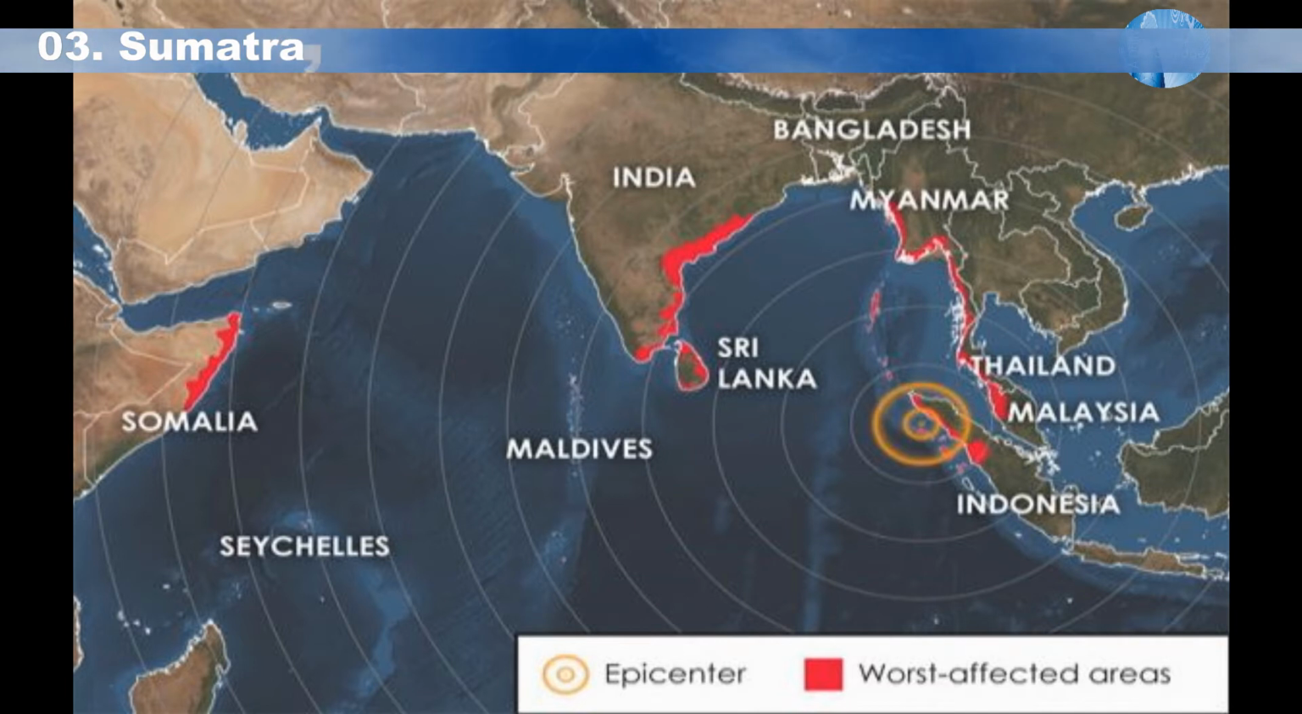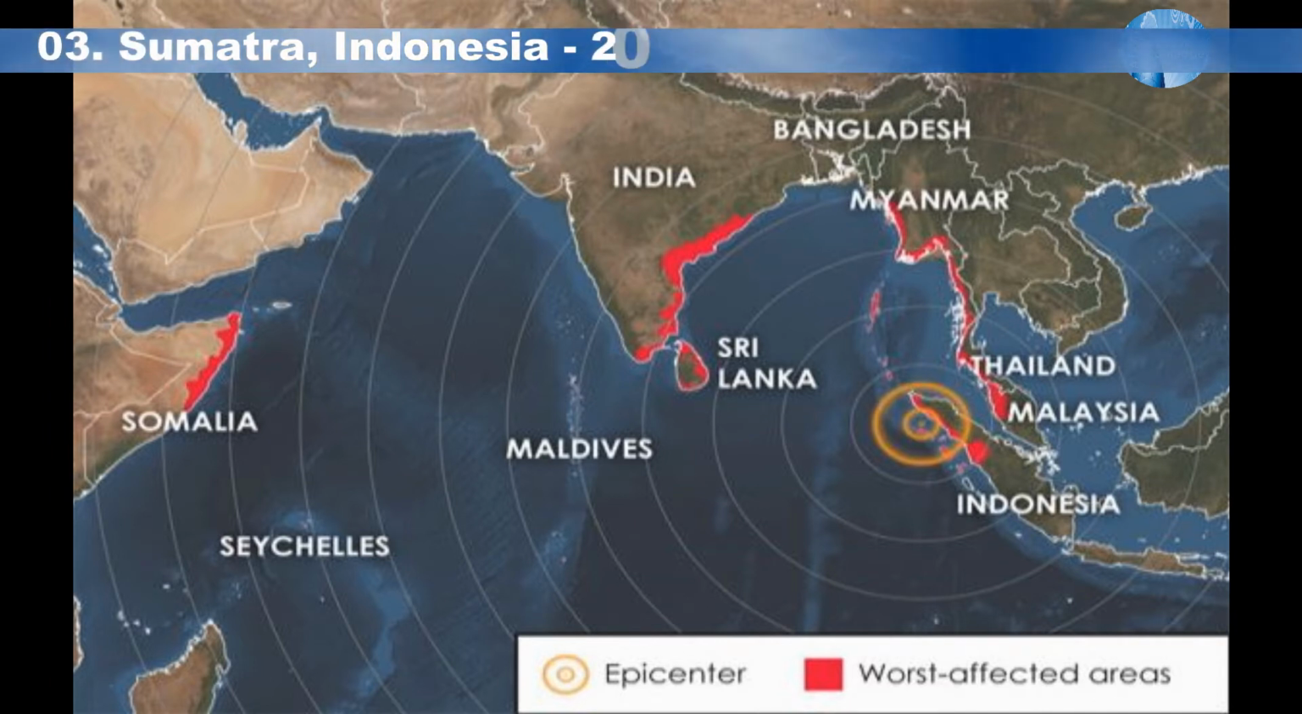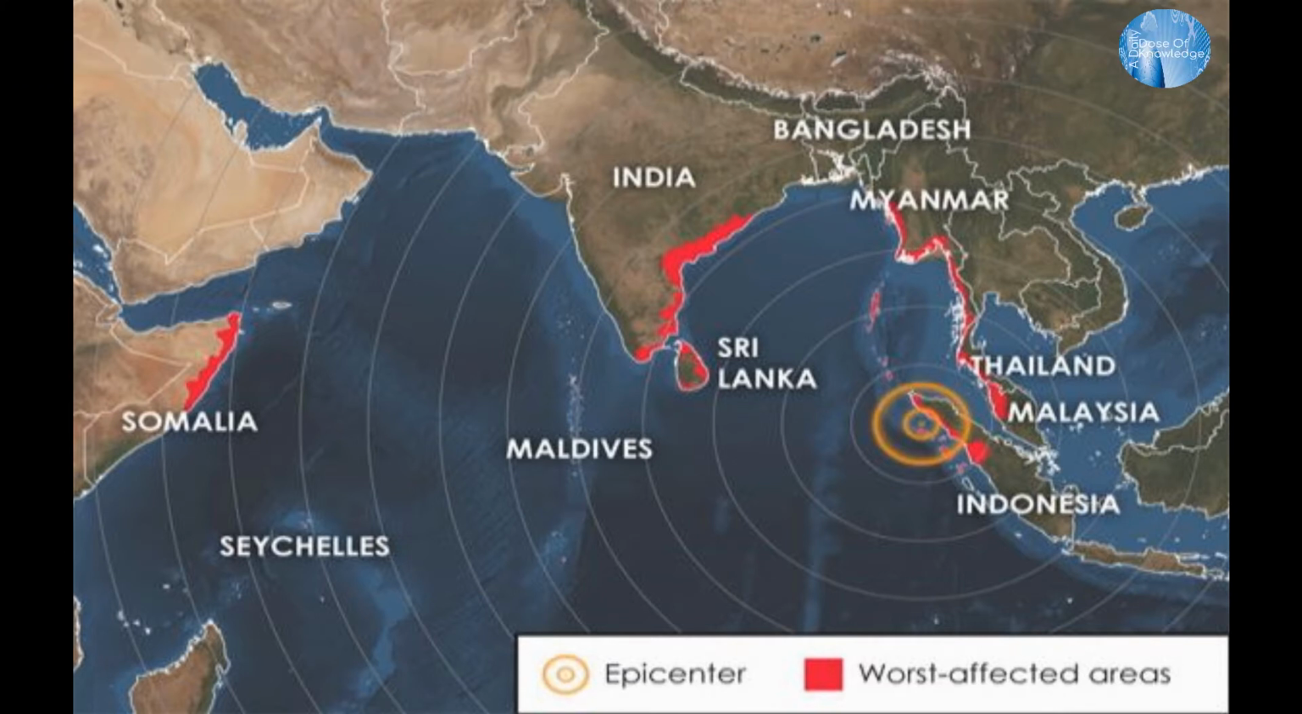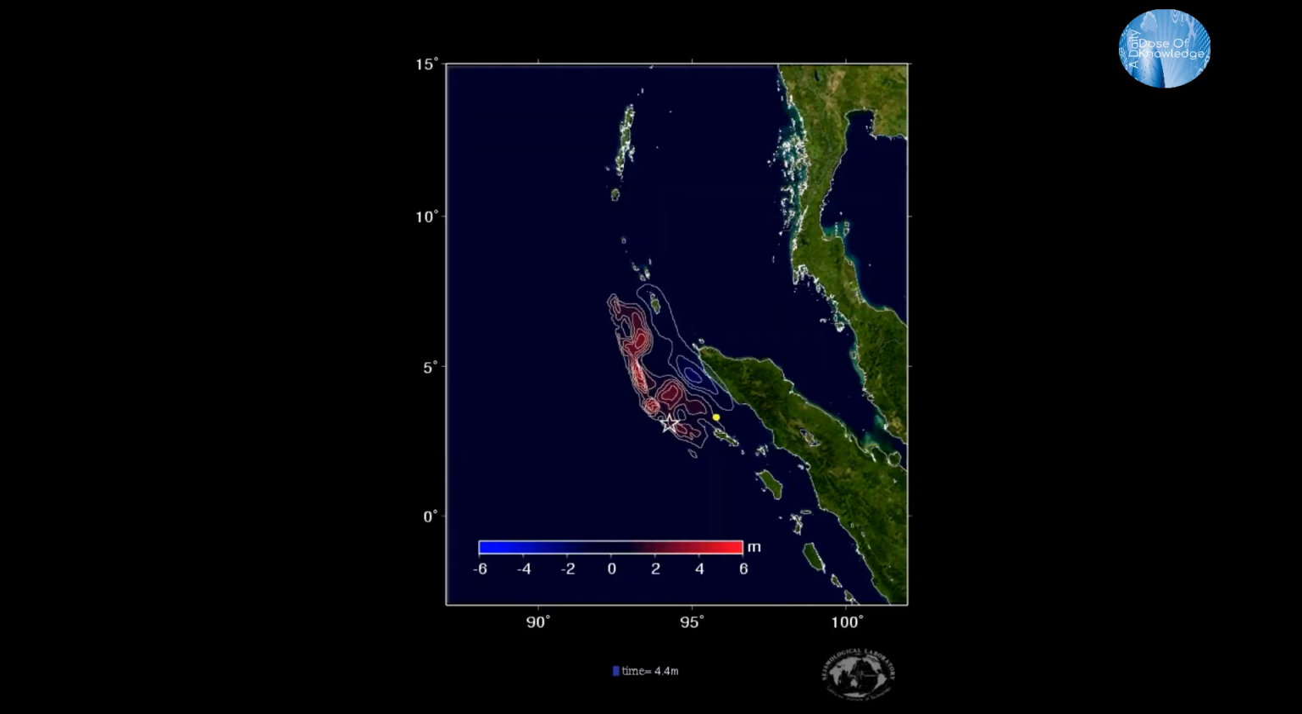Number 3. Sumatra, Indonesia, 2004, magnitude 9.1. The Indian Ocean earthquake and tsunami occurred at 7:58:53 local time on December 26, 2004, with the epicenter off the west coast of northern Sumatra, Indonesia. It ruptured the greatest fault length of any recorded earthquake, spanning 1,500 kilometers. Rather than tearing the land apart all at once, the rupture started beneath the epicenter and progressed northward along the fault at about 2 kilometers per second. The whole rupture lasted about 10 minutes.